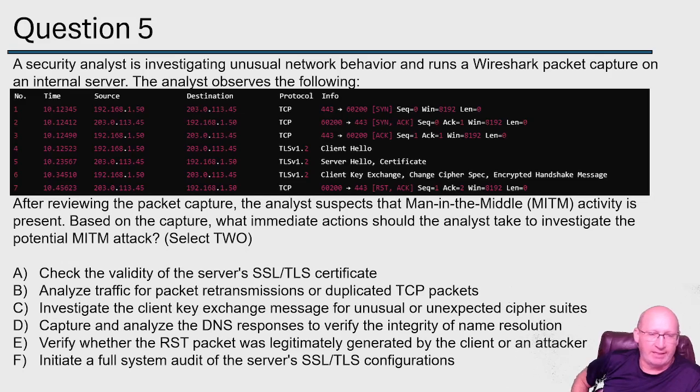Then we see a client hello. We see the server hello. We see the key exchange. They did the cipher. They encrypted their handshake. And then they did a reset acknowledgement, sequence 1 acknowledgement, TCP over 443. So not a lot of information in here.